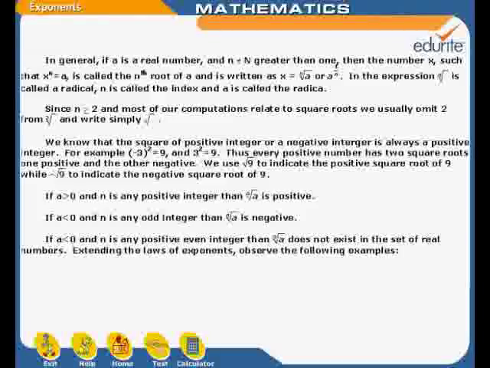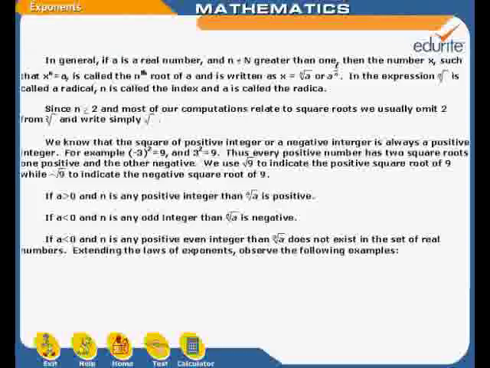We know that the square of a positive integer or a negative integer is always a positive integer. For example, minus 3 whole square is equal to 9 and 3 square is equal to 9. Thus, every positive number has two square roots, one positive and another negative. We use under root 9 to indicate the positive square root of 9, while minus under root 9 to indicate the negative square root of 9.